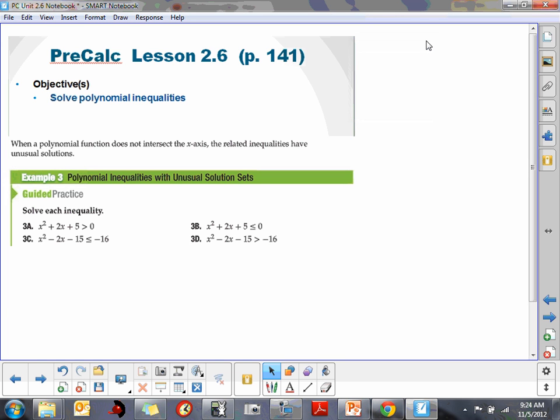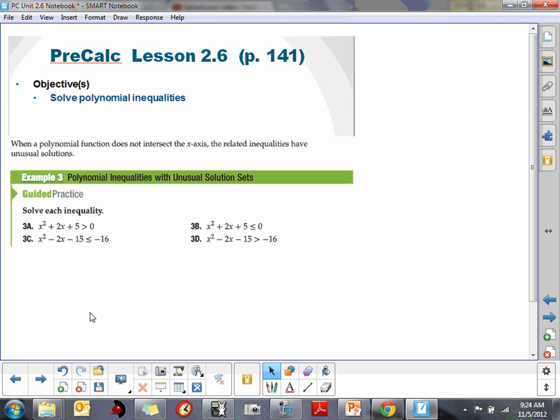In the final clip, we're still solving polynomial inequalities, but these polynomial inequalities, they say, have unusual solution sets. So we're going to look at a couple variations of what can happen when you're solving polynomial inequalities. The first one that we're going to look at is 3a.